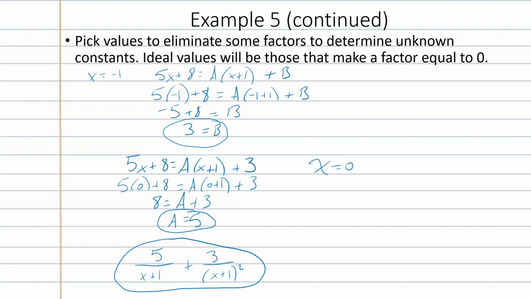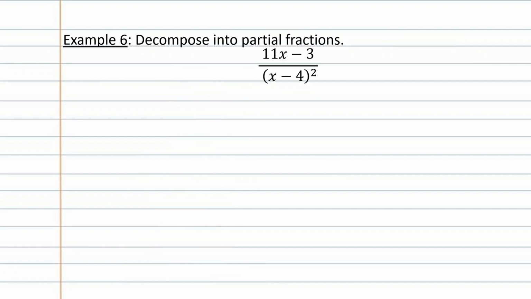And my answer. All right, let's try example 6. We're going to decompose this one into partial fractions. Here we have an x minus 4 squared in the denominator and 11x minus 3 in the numerator. So it should decompose into something that looks like A over x minus 4 plus B over x minus 4 squared.